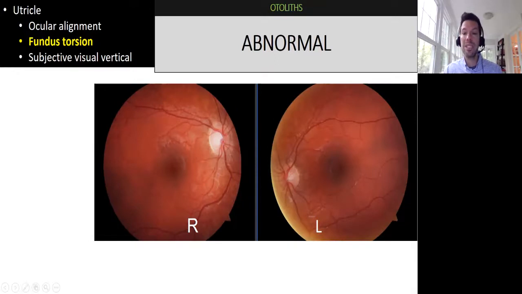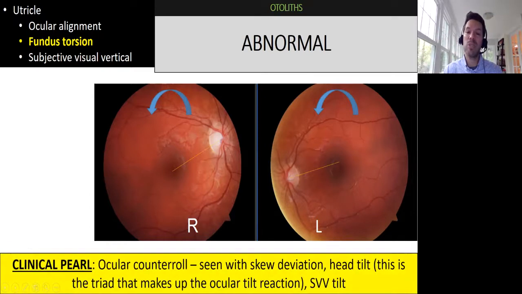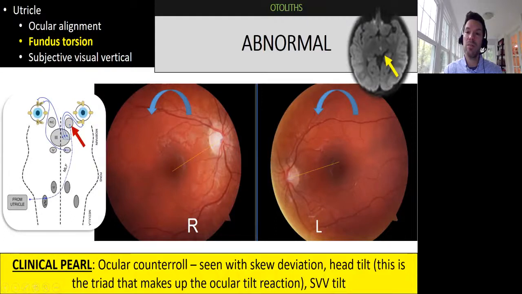This is a patient who does not have normal fundus angles. In fact, they are very rotated. This is a nice example of ocular counter roll. In his case, he had a large left hyper. The left eye was higher. He had a big right head tilt and the eyes were counter rolled to the right. And this is unfortunately a 6-year-old boy who had a stroke that involved the interstitial nucleus of Cajal, which receives the utricle inputs in the midbrain.